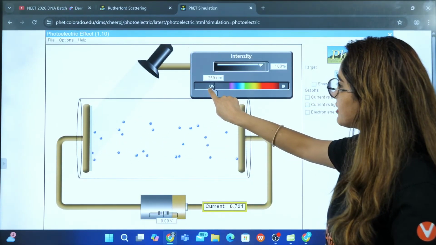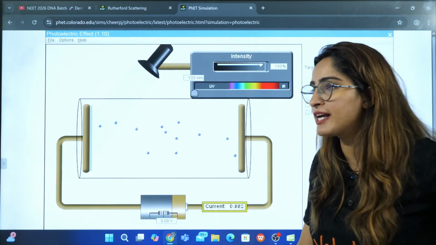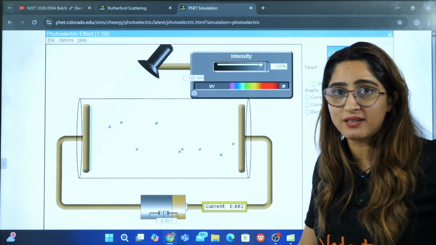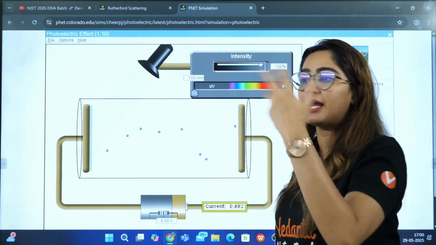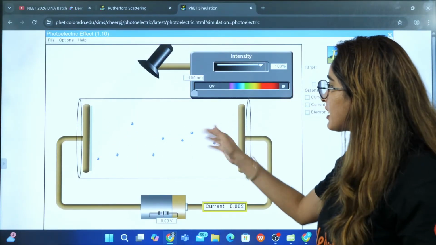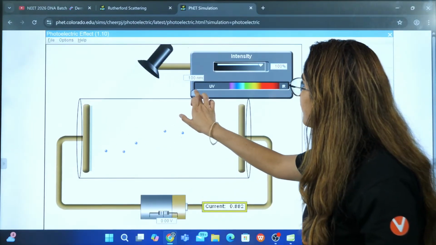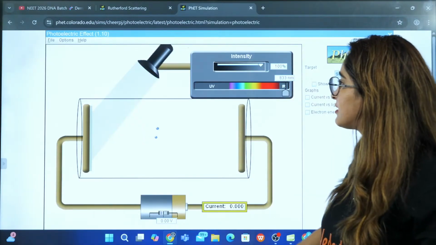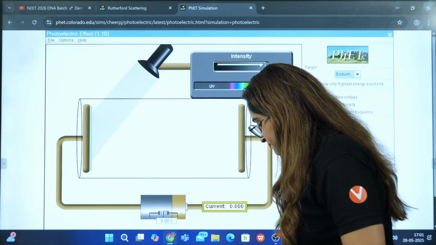I'll decrease the wavelength. Can you see electrons are moving at a higher speed? So that means when you decrease the wavelength, you increase the frequency, and the motion of the electron will increase. Can you see that? Such a fast speed they are moving, right? If I lower the frequency, if I increase the wavelength, no motion.